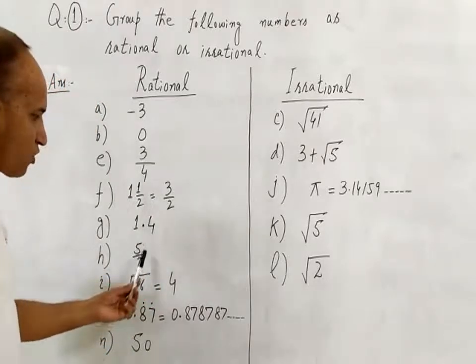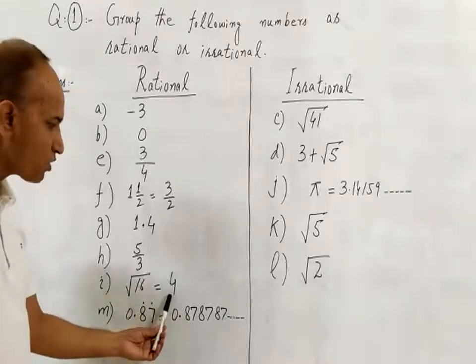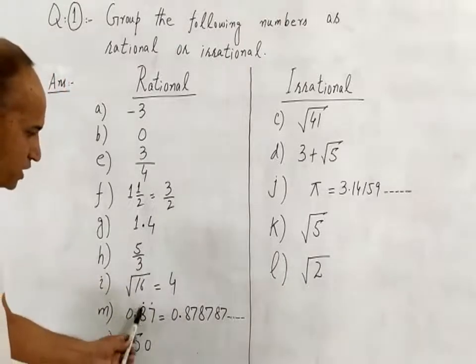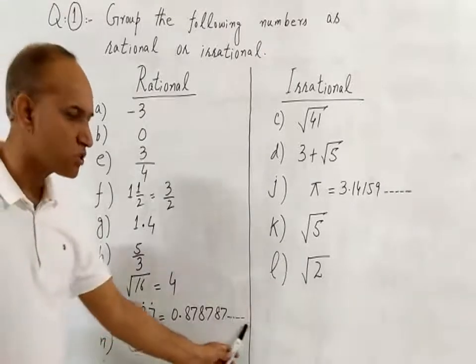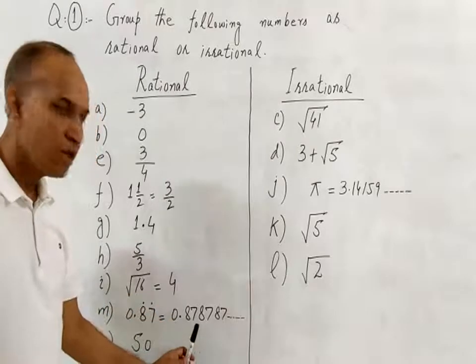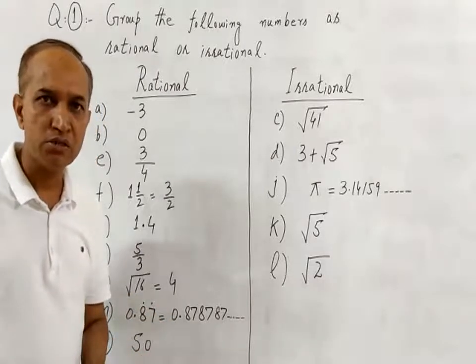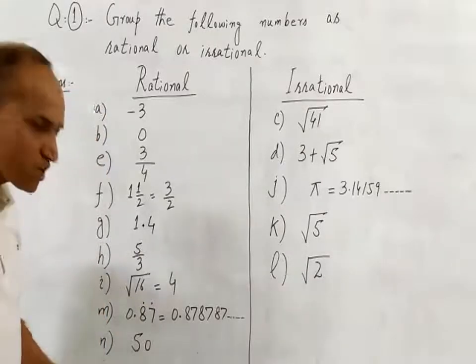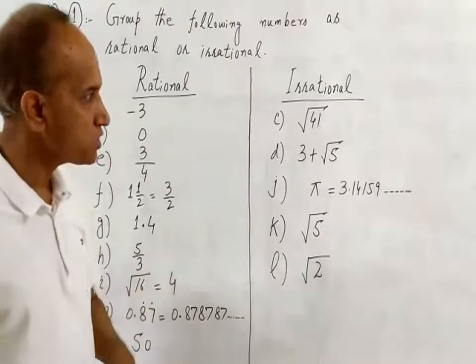5 by 3 is of the form p by q, rational. Square root of 16 means 4, and 4 is an integer, so rational. 0.8 with a dot over 8 and 7 means 0.8787 and so on. So it is a recurring decimal, and we know that all the recurring decimals are rational numbers. And last, 50 is an integer, so rational number. Let's go to the other side.